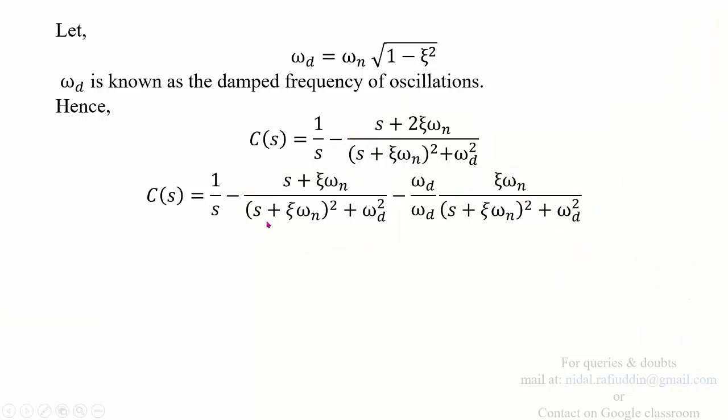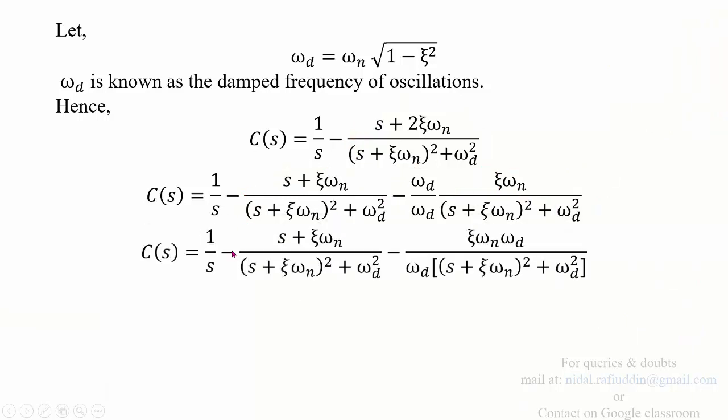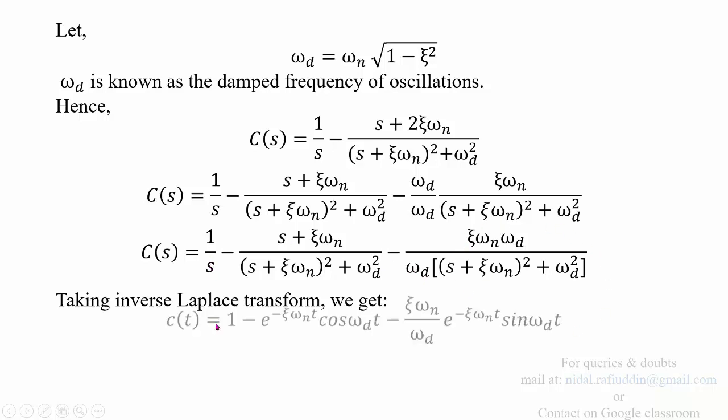Now further simplifying this, you get 1 upon s plus zeta omega n, and the same term is written here, and this can further be simplified as zeta omega n multiplied by omega d, and omega d multiplied in the denominator. Further, if you take the Laplace inverse, the zeta omega n by omega d will be taken out, and the remaining term you will take the Laplace inverse of. For 1 upon s, the Laplace inverse is 1.